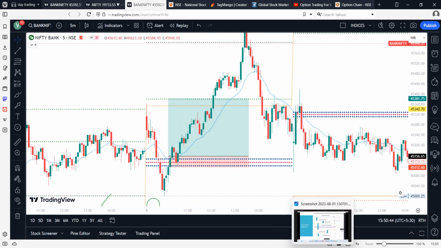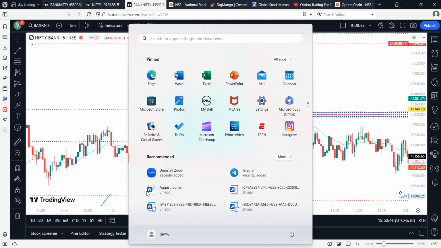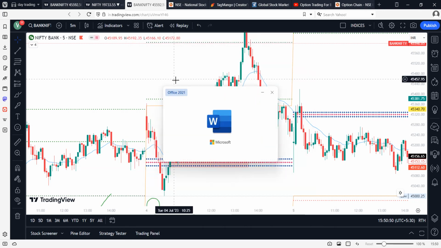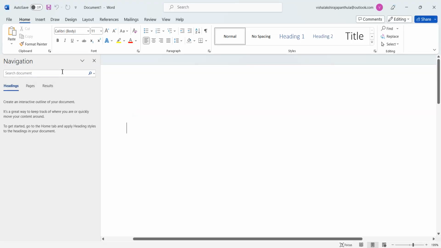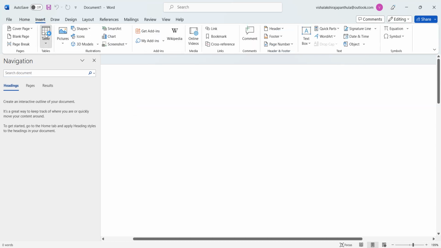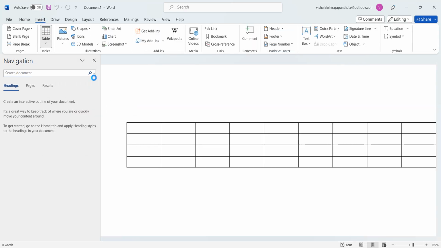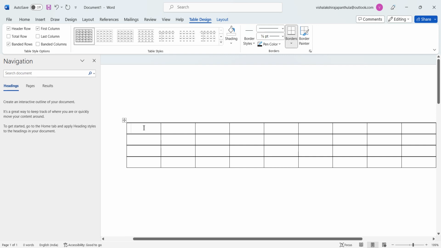Let's write this down in a Word document to know how much you can earn by the end of the month trading Bank Nifty here. I'm going to draw a table like this. Okay, in Bank Nifty we are doing it.